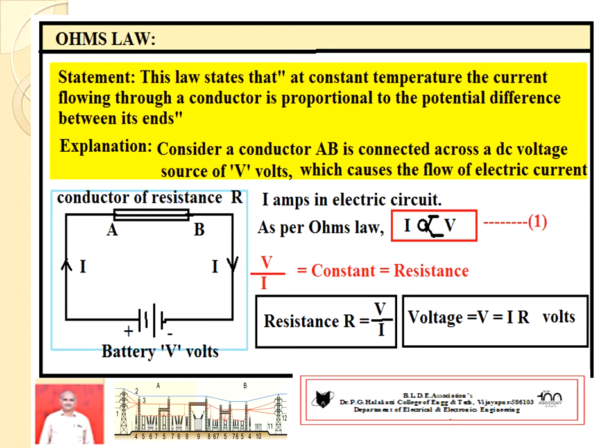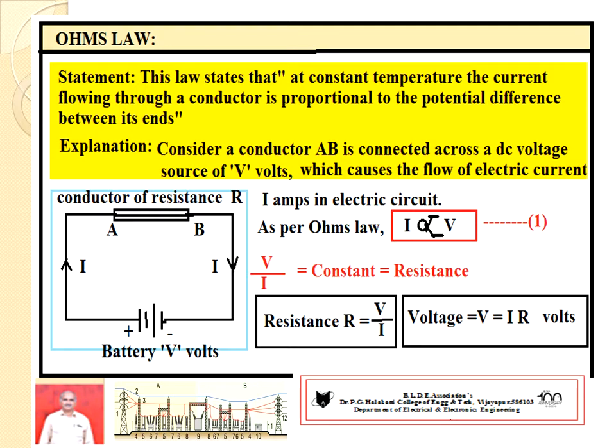Number 1, Ohm's law. As per the statement, this law states that at constant temperature, the current flowing through a conductor is proportional to the potential difference between its ends. This statement carries 2 marks.